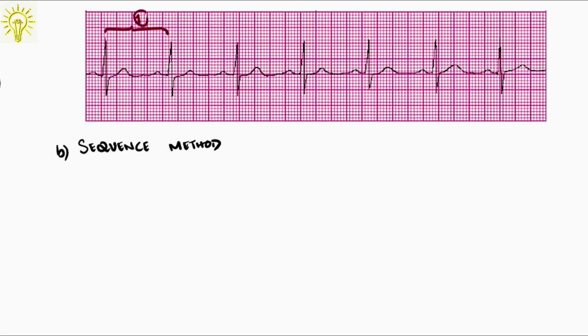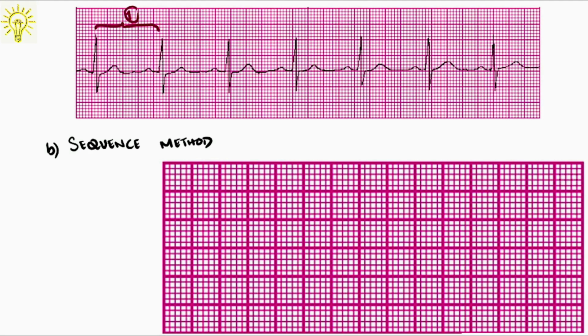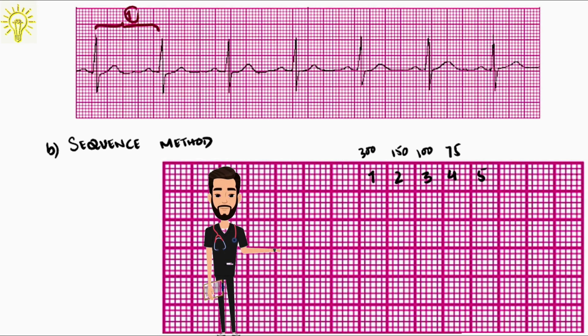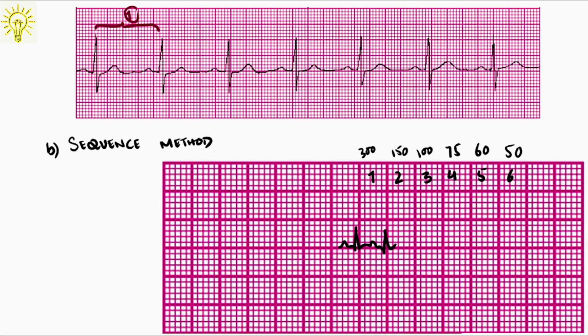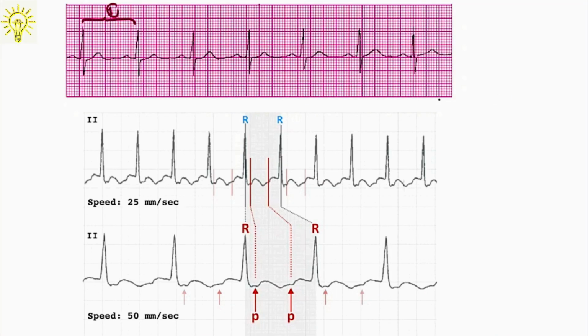In this method, we calculate the number of large boxes between R waves. One box means 300 beats per minute, two boxes 150, five boxes would mean 60 beats per minute. In the black wave below, there is one box between two successive R waves, meaning a heart rate of around 300 beats per minute. In the next wave, there are two boxes between R waves, meaning 150 beats per minute. So in the above strip, there are four large boxes between successive R waves. Hence, the rate is around 75 beats per minute. So you have to remember the sequence, and that's all.